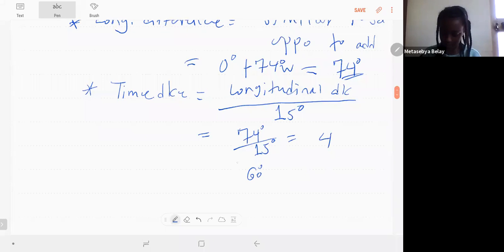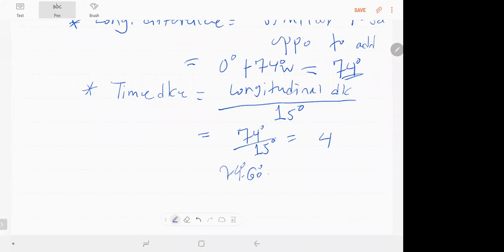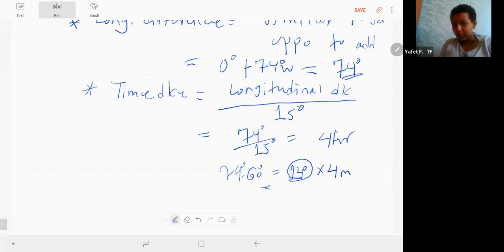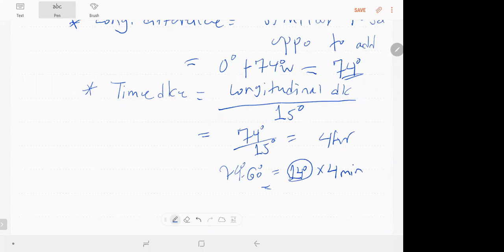Yes, 60 degree, but we have 74 degree. 74 degree minus 60 degree, we have how much? 14 more, yes, 14 degree. If it was 15, it was an hour. But here is 14 degree, yes? Then to get the minutes, it's less than an hour. Then this 14 degree has to be multiplied by how much? Multiplied by 4 minutes, because each one degree needs 4 minutes, yes? Isn't it?